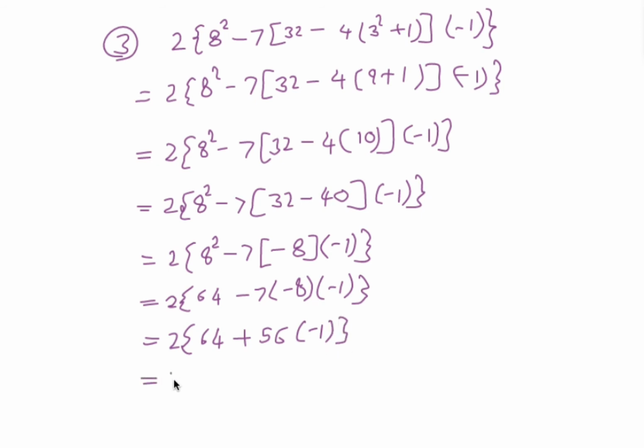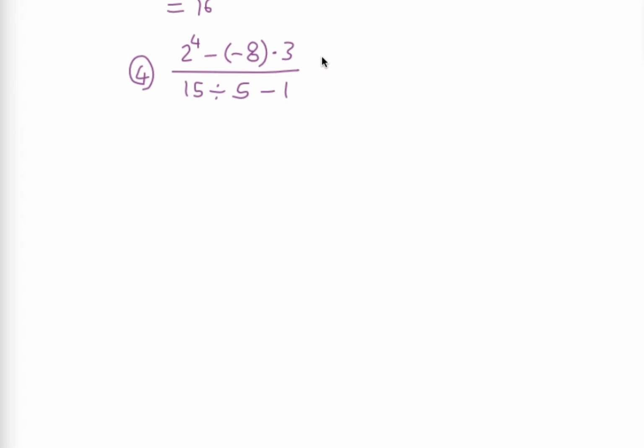Just follow the PEMDAS rule in each step. Okay, now here addition and here multiplication. So we do multiplication, and 56 times minus 7 minus 1, we get minus 56. And now we can subtract, which is 8, and the answer is 2 times 8, 16. So this is our answer.